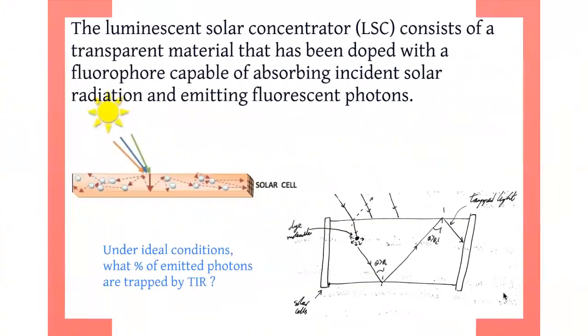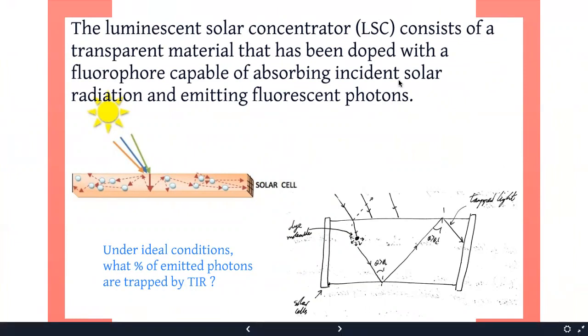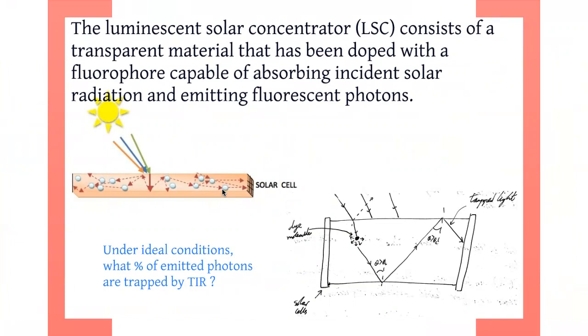Okay. So let's see how we can model this in a bit more careful manner. It's also called the luminescent solar concentrator, or the LSC. It consists of a transparent material, glass, plastic, whatever, that has been doped with a fluorophore capable of absorbing the incident solar radiation and emitting fluorescent photons. So a few things to point out here.